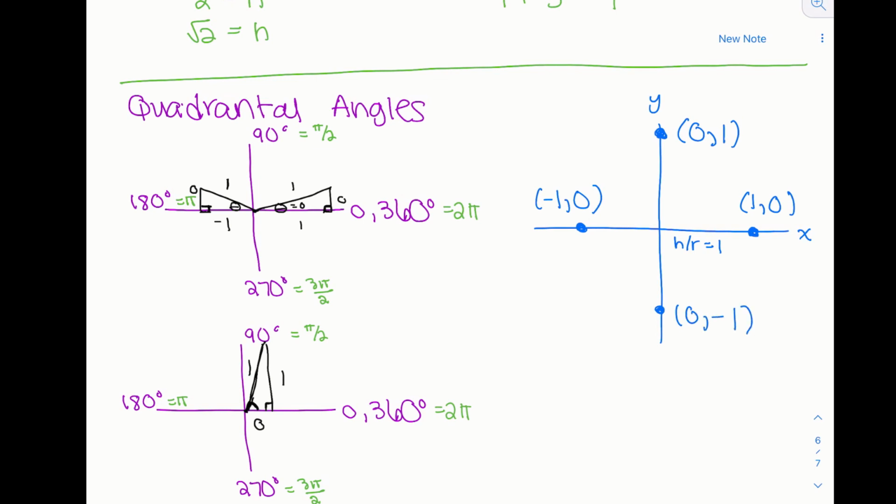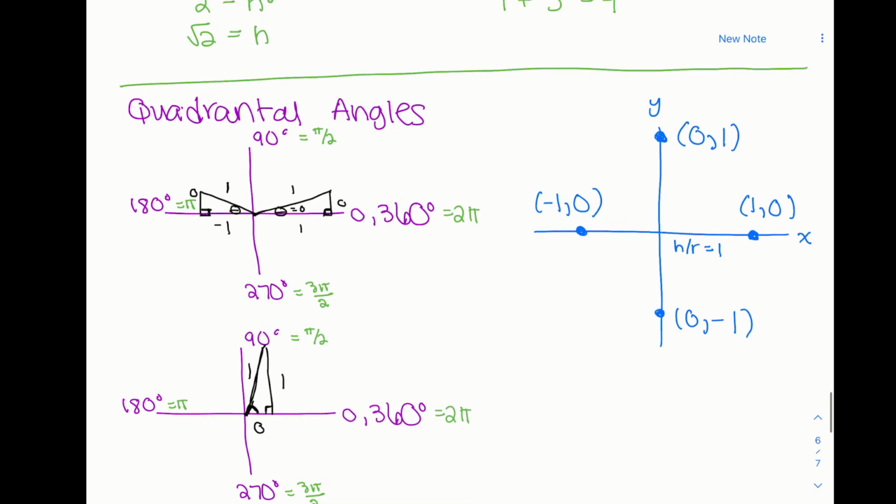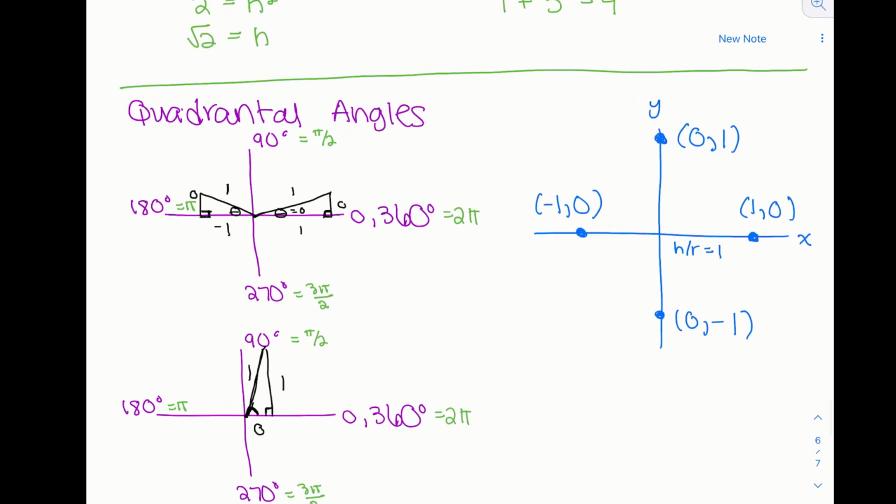So anytime I'm trying to find the trig value for any quadrantal angles, I'll just write this axis down and then use the definitions here, keeping in mind that x is the same thing as adjacent and y is the same thing as opposite in terms of our definitions.